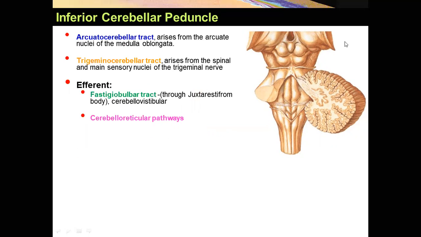The arcuatocerebellar tract arises from the arcuate nuclei of the medulla oblongata. The last afferent tract is the trigeminocerebellar tract, which arises from the spinal and main sensory nuclei of the trigeminal nerve and brings sensory information from the head and face to the cerebellum. The efferents found in the inferior cerebellar peduncle include the fastigiobulbar tract and cerebello-reticular pathways.